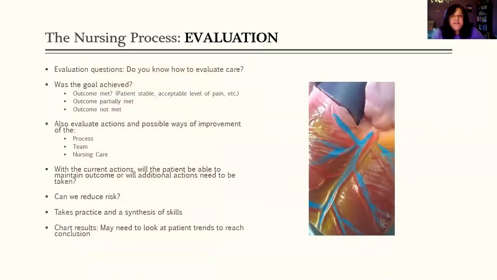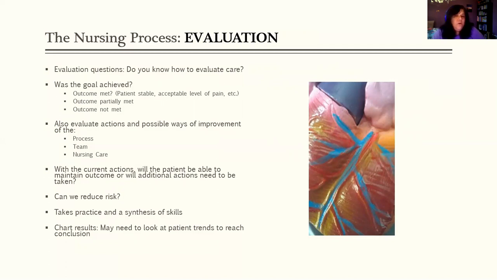Your last phase of the nursing process is evaluation. So evaluation questions are evaluation questions. When we talk about this phase of the nursing process, it's all based on evaluation. Do you know how to evaluate care? So we ask ourselves as nurses, well, was the goal achieved? Was the outcome met? Which means maybe that the patient's stable, acceptable level of pain, whatever our goal was, did we meet it?